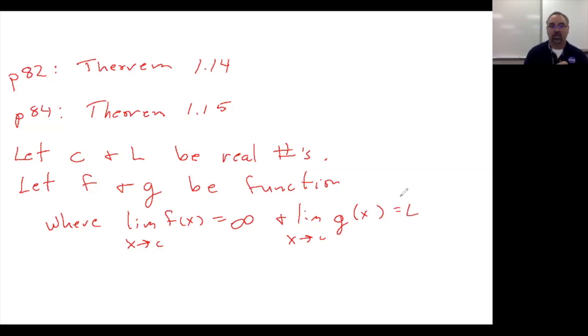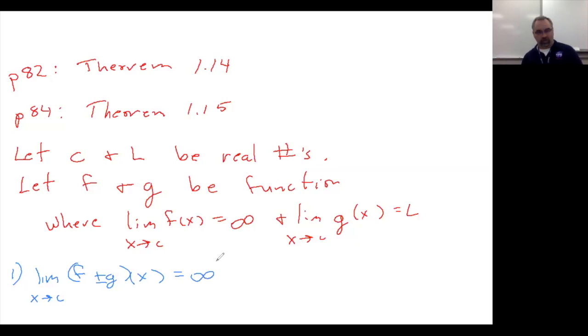Okay, makes sense? So we have two functions. As we approach c, one of them is unbounded. The other one has a limit. There are a couple of interesting cases here, and I'm going to go through the first two right here. One interesting outcome is that the limit as x approaches c of f plus or minus g of x is infinity. Obviously, if you take infinity and add something to it, it's still infinite. If you take infinity and subtract a number from it, it's still going to be infinite.